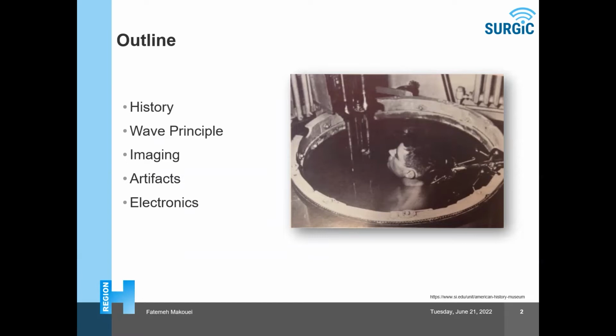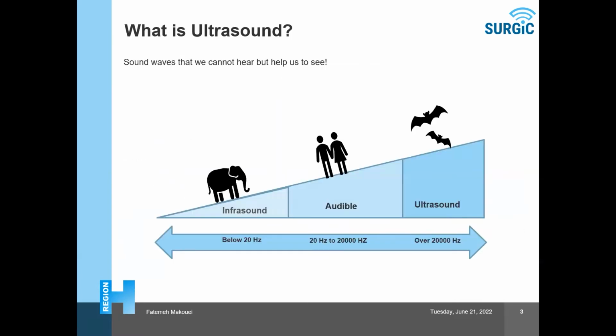So here is an outline of what we will be talking about in the first part of this lecture. We're going to have a little bit of history, then the wave principle, how to make an image using ultrasound waves. Then we will briefly discuss artifacts and also the transducer electronics.